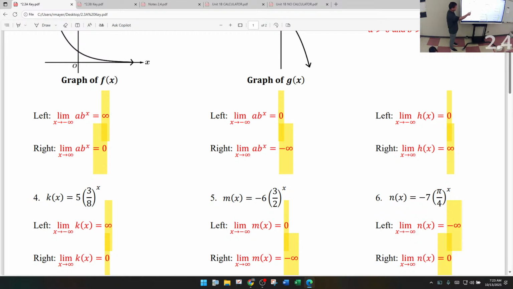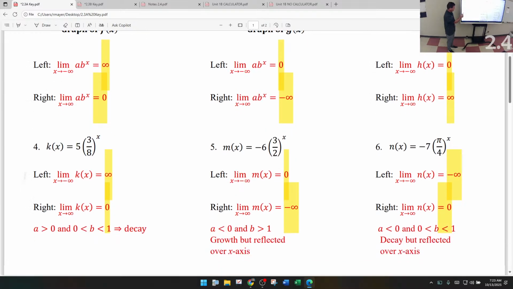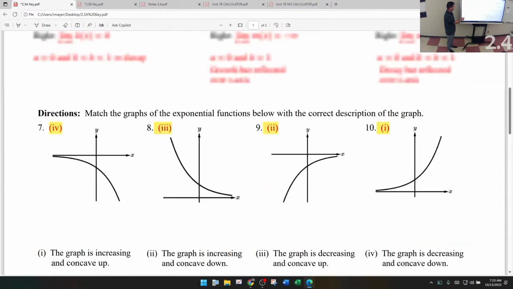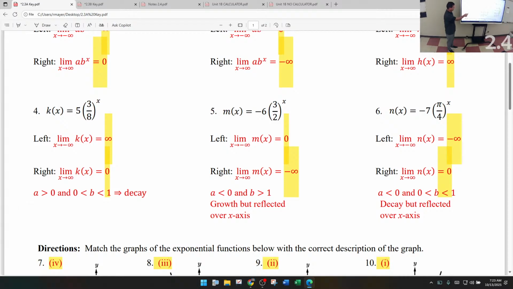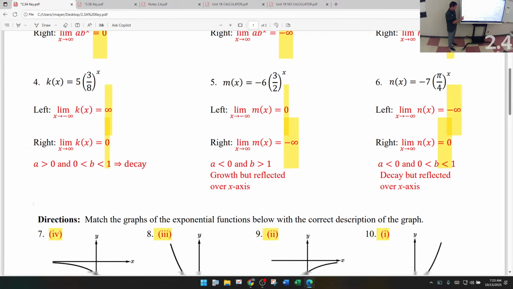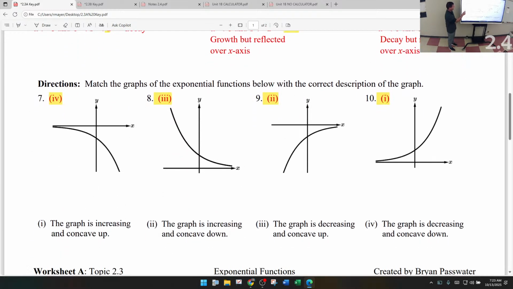You should have had infinity, 0 for number 1; 0, negative infinity for number 2; and then 0, infinity for number 3. Number 4 was infinity, 0. Number 5 was 0, negative infinity, and number 6 was negative infinity, 0. So all these were just left and right bounds. So it should have been negative infinities for the limits. You had to match those.